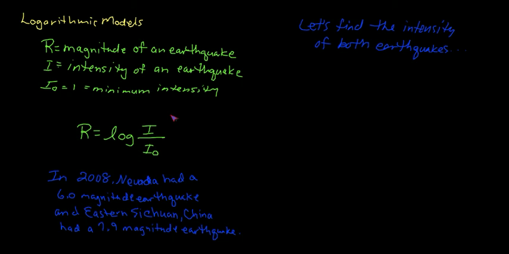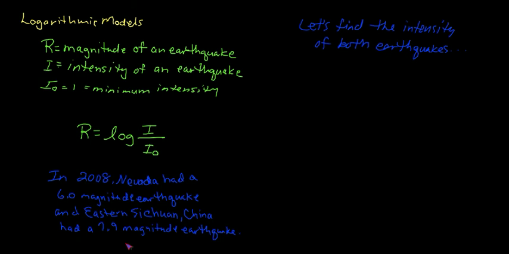So here's our logarithmic model that we're going to set up, R equals log of I over I sub 0, and that's going to help us find our magnitude. So we're going to compare 2 different earthquakes from 2008 and see what we can figure out about their intensities and how they compare to each other. In 2008, Nevada had a 6.0 magnitude earthquake on the Richter scale, while also in that year, eastern Sichuan, China, had a 7.9 magnitude earthquake on the Richter scale.